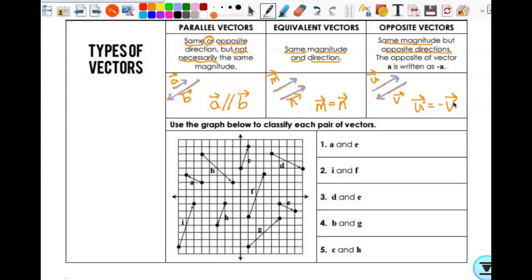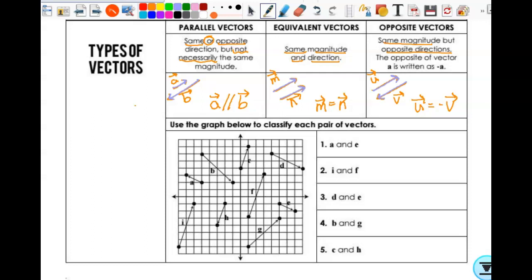Notice all three sets are actually parallel, but the best category for equivalent and opposite are equivalent and opposite. So if they don't have the same magnitude, but they're going in the same or opposite directions, it's parallel. If they have the same magnitude, then it's either going to be equivalent or opposite, basically. Okay, we good on that?